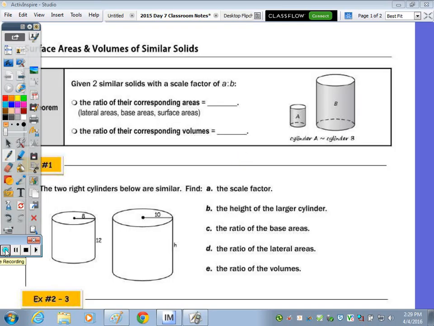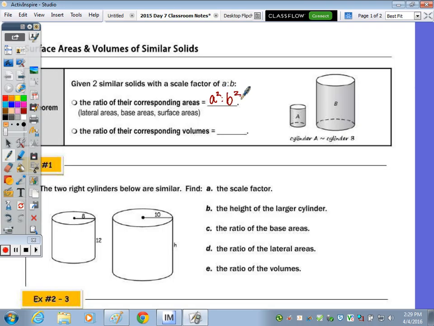All right, surface areas and volumes of similar solids. So this is what we went over in the warm-up to fill in the chart at the top of the page. Given two similar solids with a scale factor of A over B, the ratio of any corresponding areas, whether it be base areas, lateral areas, or surface areas, is going to be A squared to B squared. The ratio is squared to get the ratio of the areas.